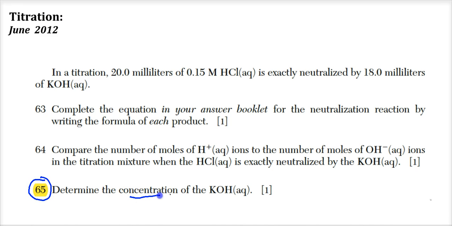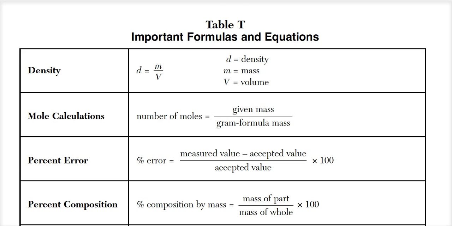Determine the concentration of KOH. Now, you understand there are 3 different concentration terms that you've learned this year. You've learned molarity as a concentration, percent by mass, and part per million. These are all concentration terms that are listed in Table T. So here is Table T in all of its glory.